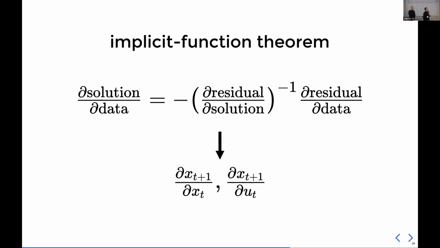And for this implicit function theorem, the nice thing about this is that the matrix in the middle has been computed during the solve of the LCP. It has also been factorized during this solve. So the only thing that we need to do at this stage to get the gradient is a back substitution, which is going to be extremely cheap computationally.